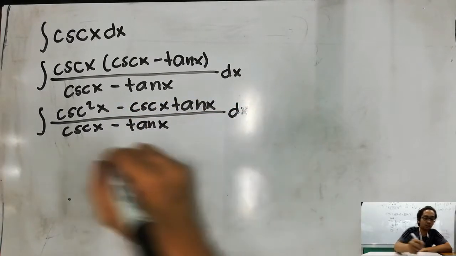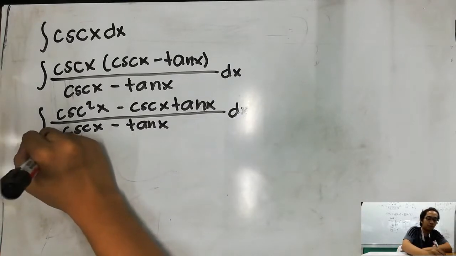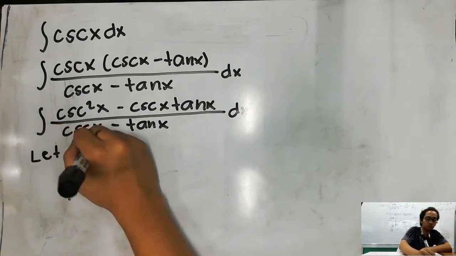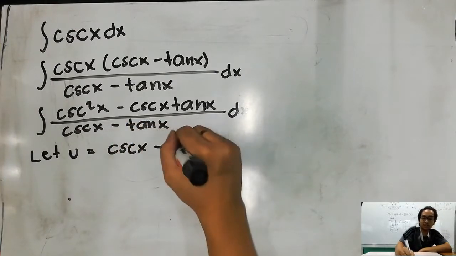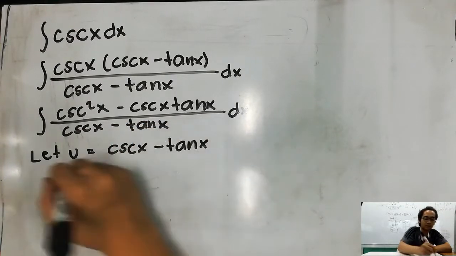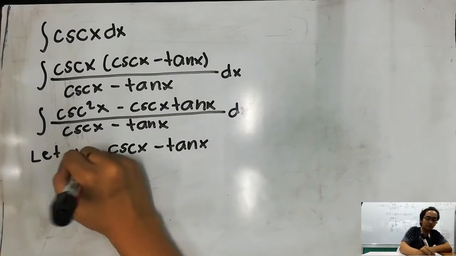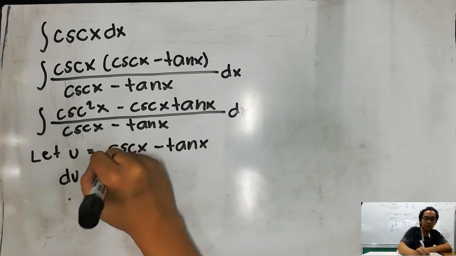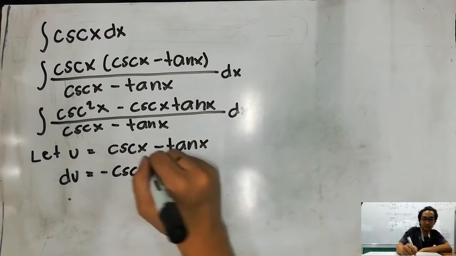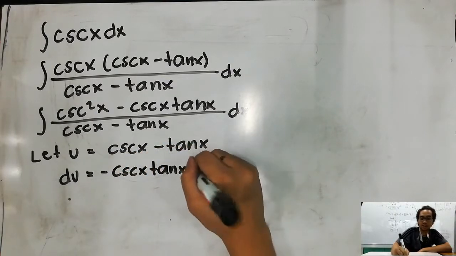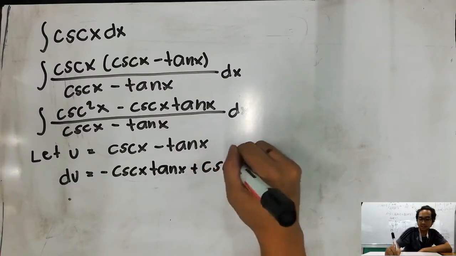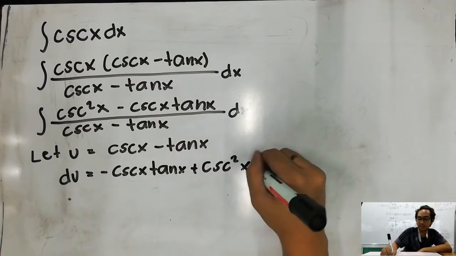Then we find u. u will be equal to cosecant x minus tangent x, and its derivative will be negative cosecant x tangent x plus cosecant squared x dx.